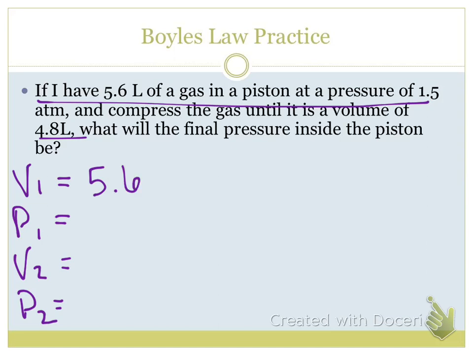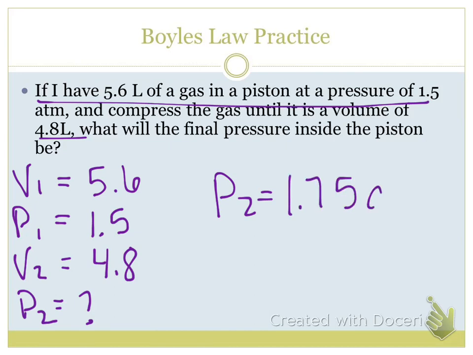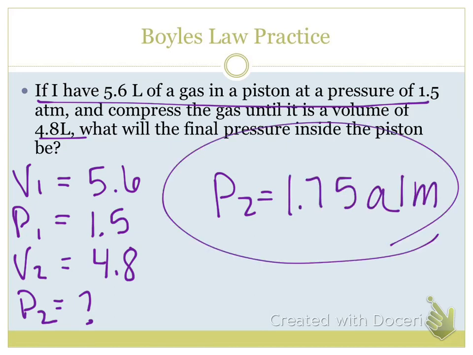So we start with 5.6. We have a pressure of 1.5 atmospheres. We compress it until we have 4.8, and we solve for P2. Good, 1.75, and our units are atmospheres. Good. Okay. Units are atmospheres because that's what our initial pressure unit was. That means it's got to come out that way in our final pressure. Okay.